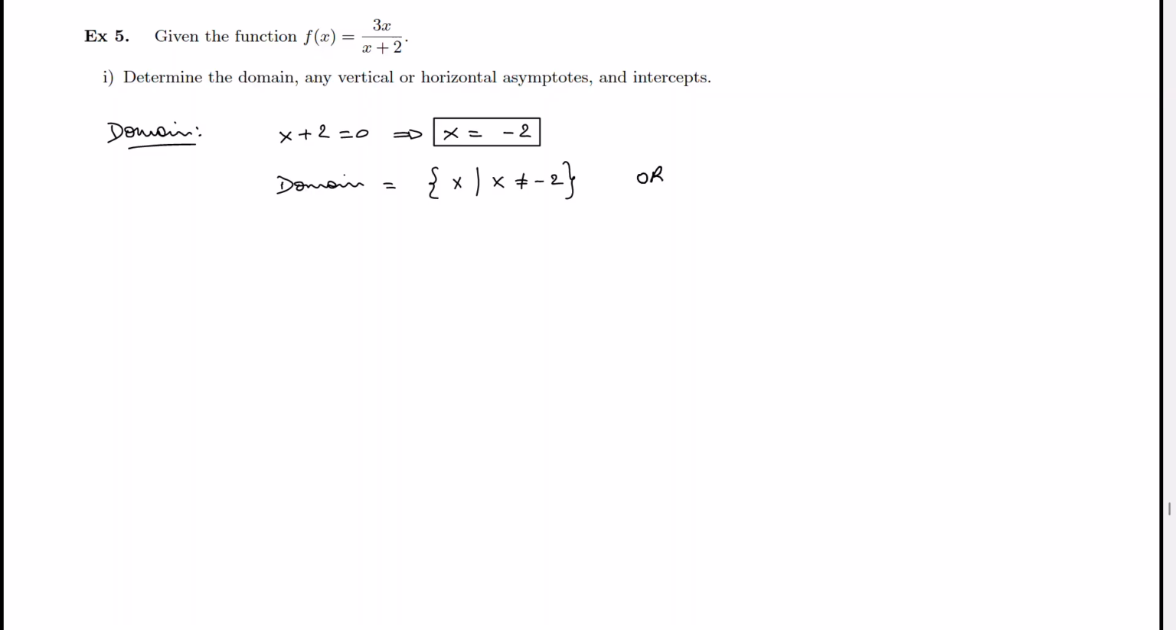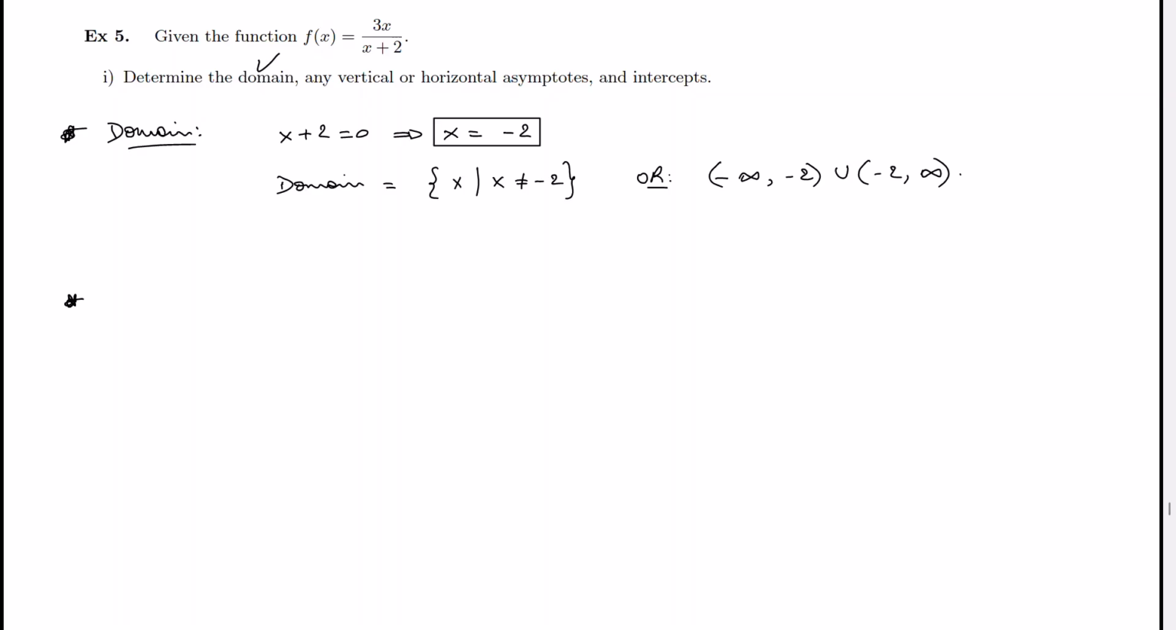Or you can say it in interval notation by saying the domain is every number from negative infinity to negative 2, but not including negative 2. That's why I'm putting parentheses there. And then also every number from negative 2 all the way to infinity. And again, it doesn't include negative 2. That's why we're putting parentheses. So that is the answer to domain, and we're done with that.